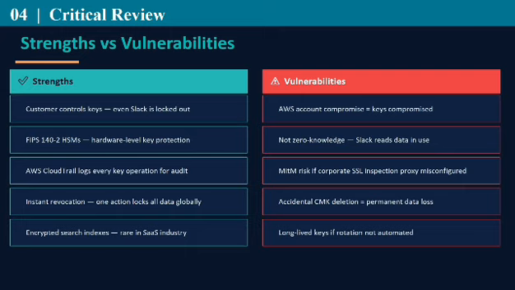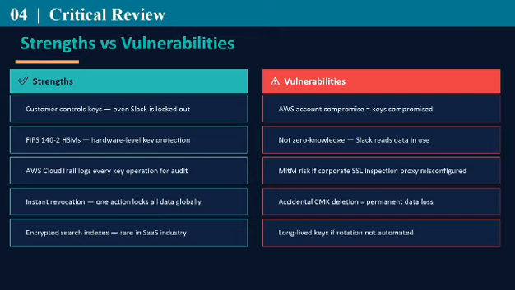Another important strength is the use of FIPS 140-2 compliant hardware security modules, or HSMs. These are specialized tamper-resistant hardware devices used to securely generate, store, and manage encryption keys. Every key usage request is recorded in AWS CloudTrail logs. Organizations can monitor who accessed which data, when the access occurred, and whether any suspicious activity took place.